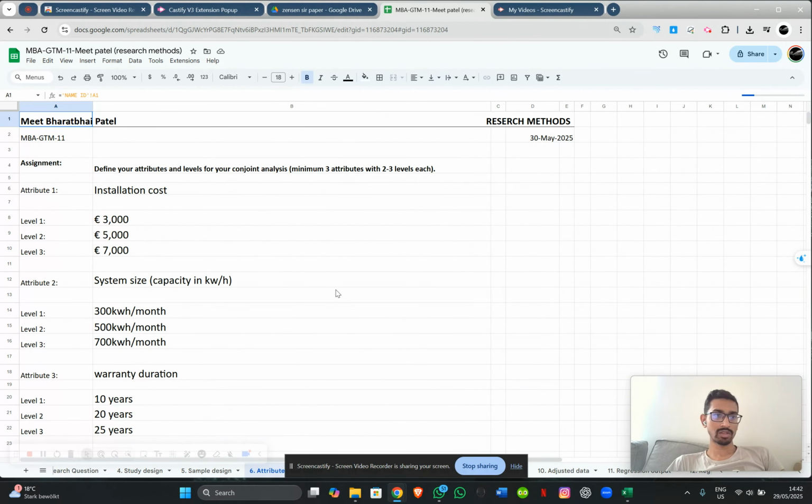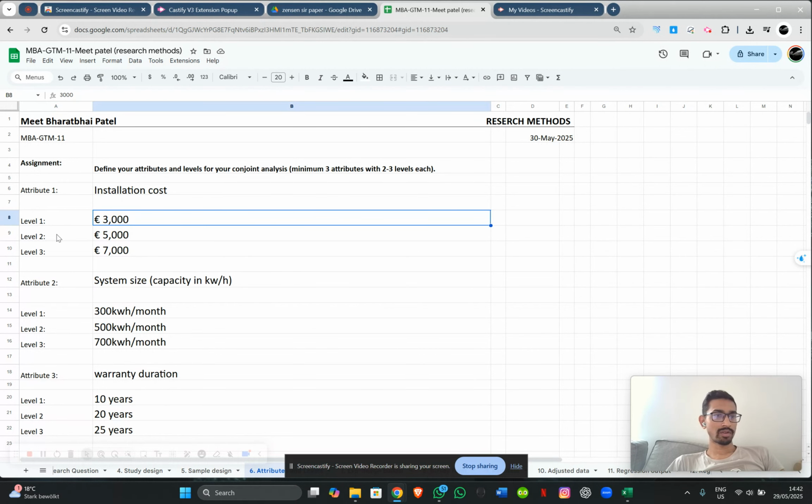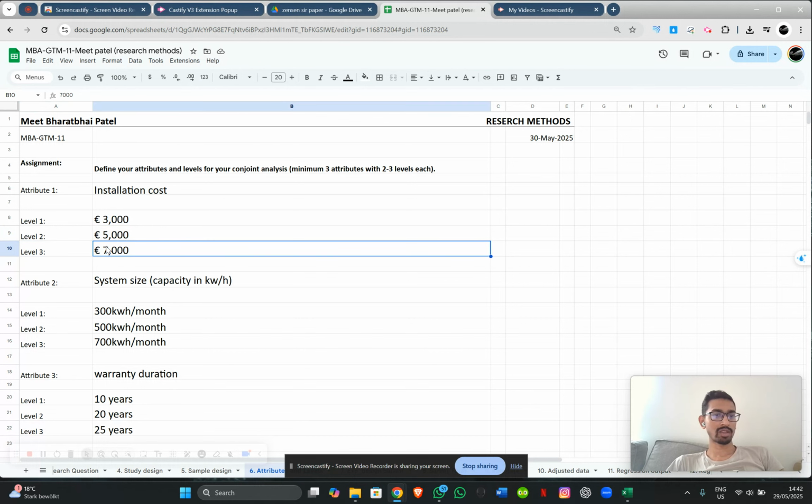So these are my attributes and levels. There are three attributes and three levels. The first attribute is installation cost, and there are three levels: level one is 3,000 euro, level two is 5,000 euro, level three is 7,000 euro.